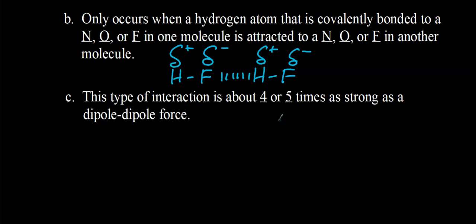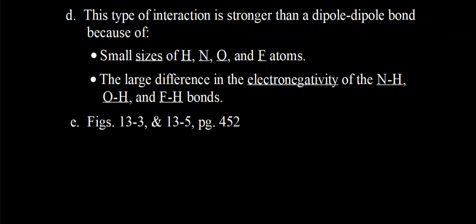Actually, I think that's a typo there. Let's check that out. The wording's a little weird. Hydrogen bonds are 4 or 5 times stronger than dipole-dipole forces, which then makes them only about 4 or 5% as strong as an ionic or covalent bond. So still, as strong as they are, very weak compared to covalent and ionic bonds. So why so much stronger than dipole-dipole forces?